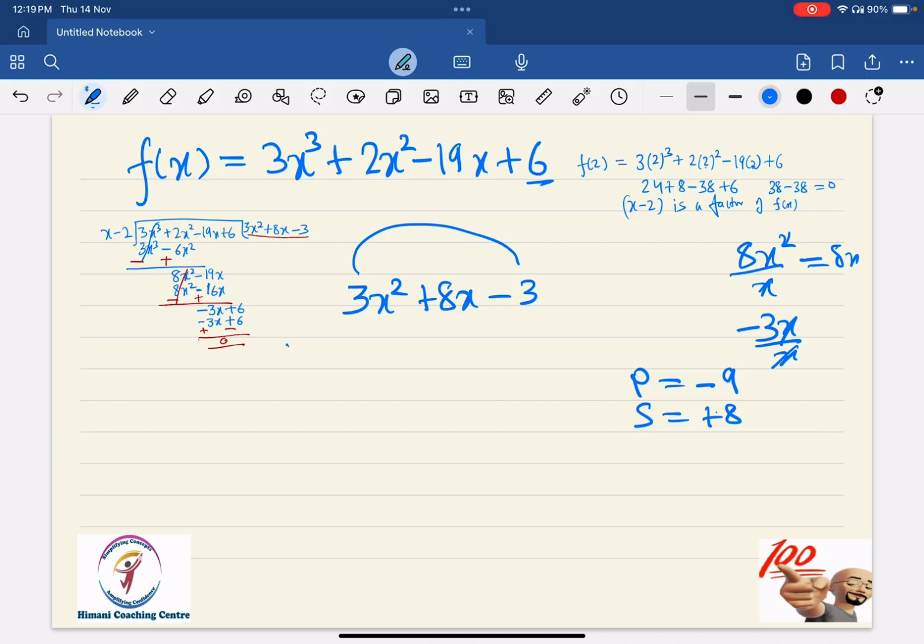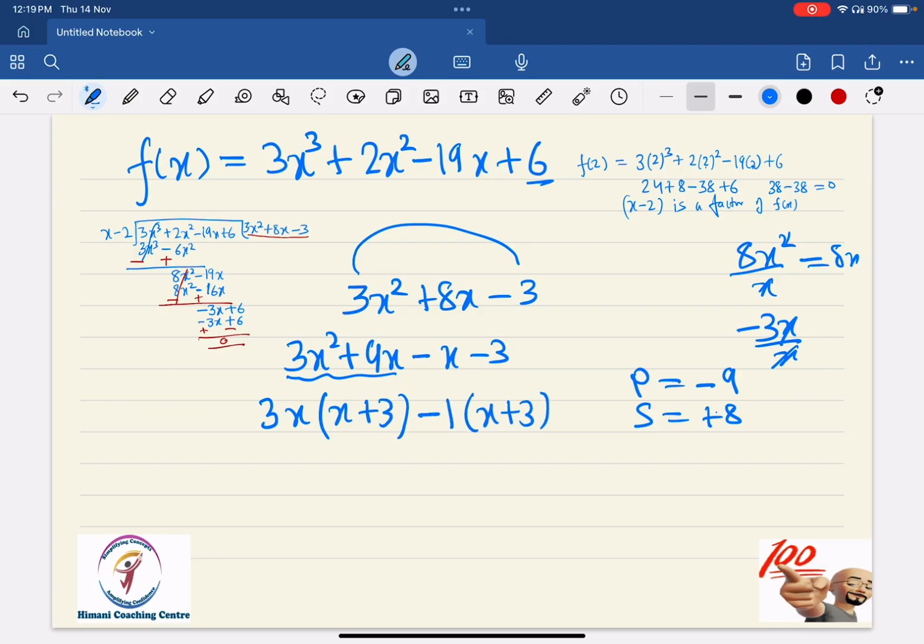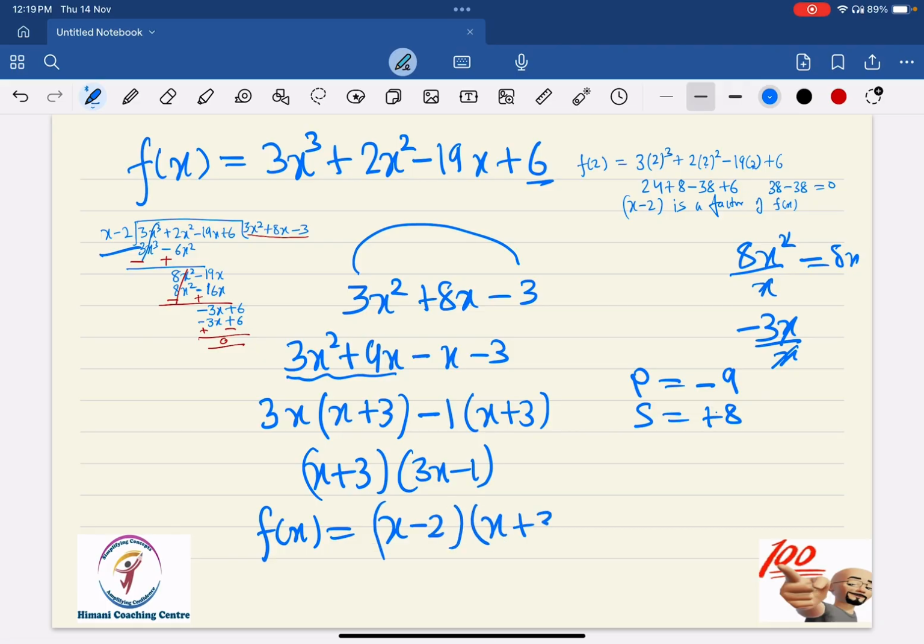So let us do that. So 3x square plus 9x minus 1x minus 3. Between these two, 3x is common, and we are left with x plus 3, minus 1 common, and we are left with x plus 3. Then x plus 3 times 3x minus 1. So final answer, what is f of x? First factor was x minus 2. So x minus 2 times x plus 3 times 3x minus 1.